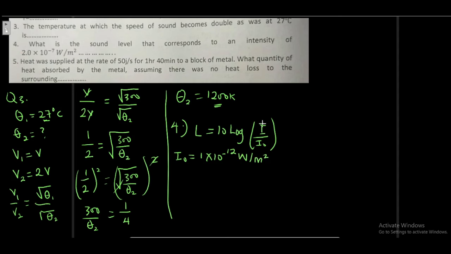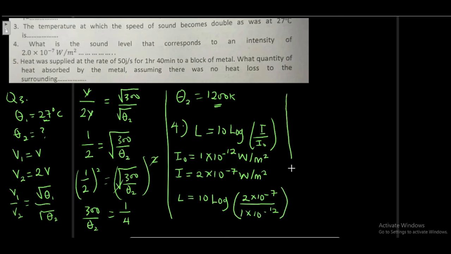Alright, so now they gave us the intensity of sound in this question. They said, what is the sound level that corresponds to the intensity of this? So the intensity of sound was given to us in the question to be 2 times 10 raised to the power of minus 7 watts per meter squared. Alright, so to solve this, we just plug in our values into this equation and then we get our answer. So we have L equals 10 log, we have I, which is 2 times 10 raised to the power of minus 7 all over I naught, which is 1 times 10 raised to the power of minus 12.